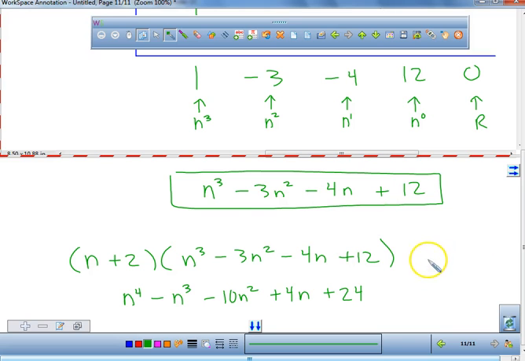What I want you to do now is I want you to do synthetic division on 3, 4, 5, and 6. This is already a 4. Let's do 3, 5, and 6.